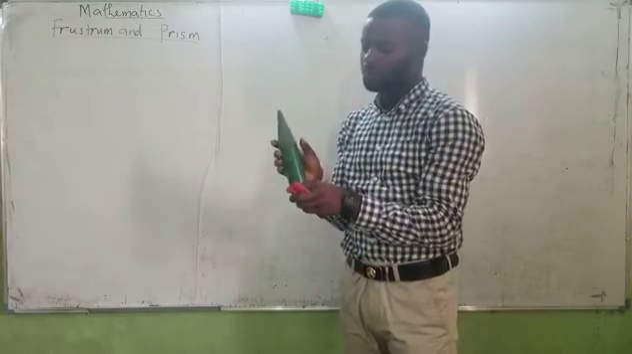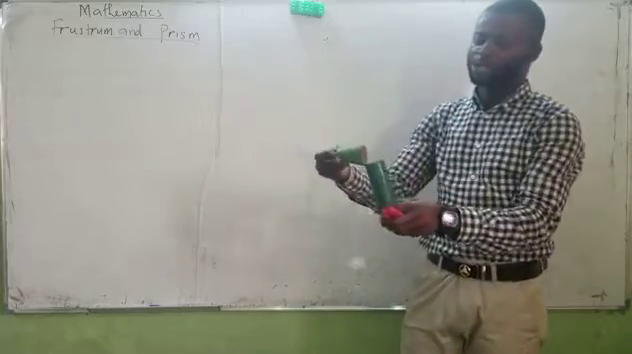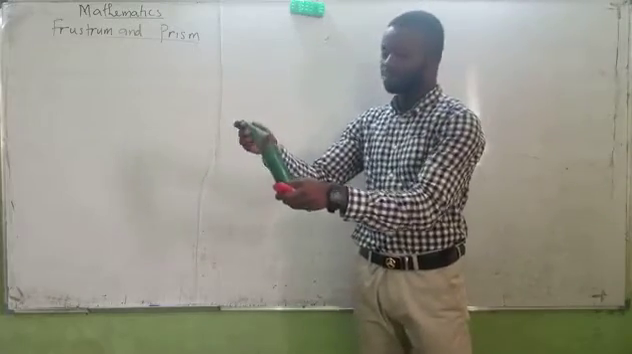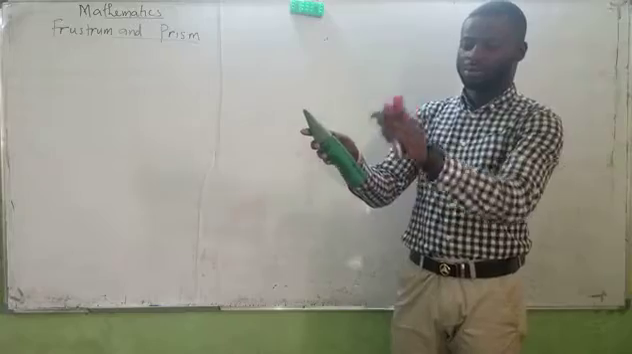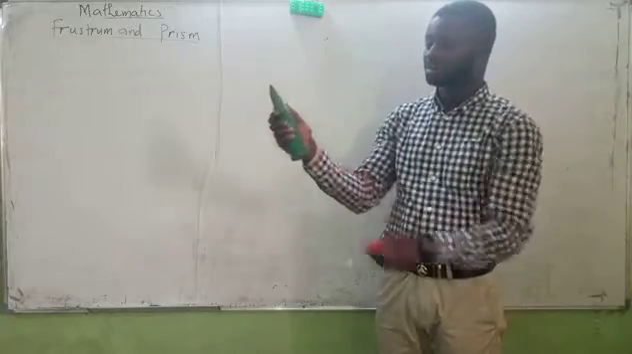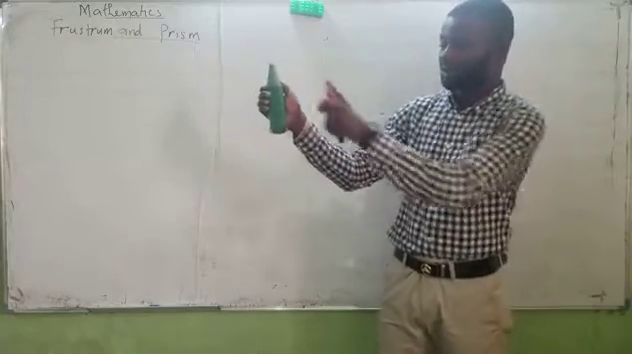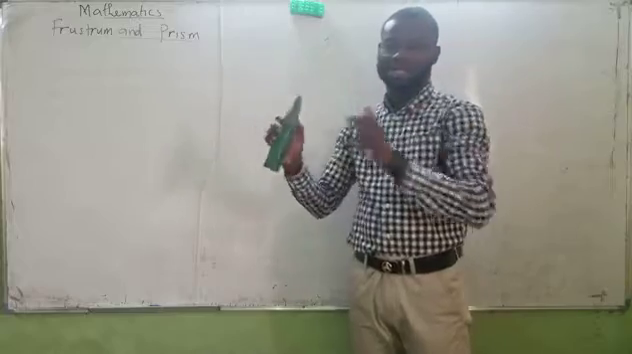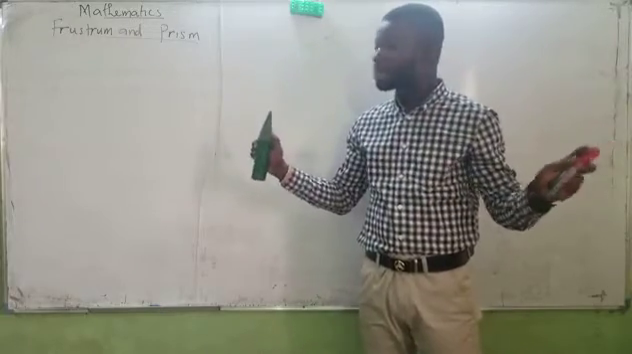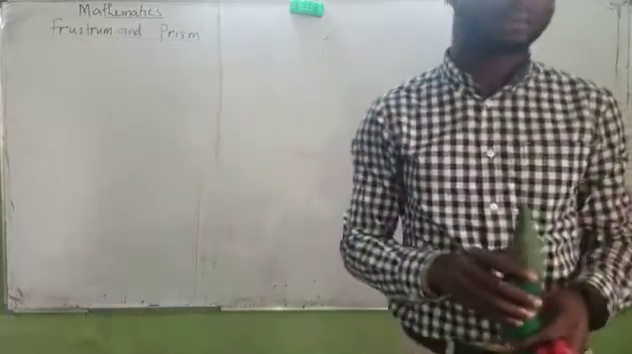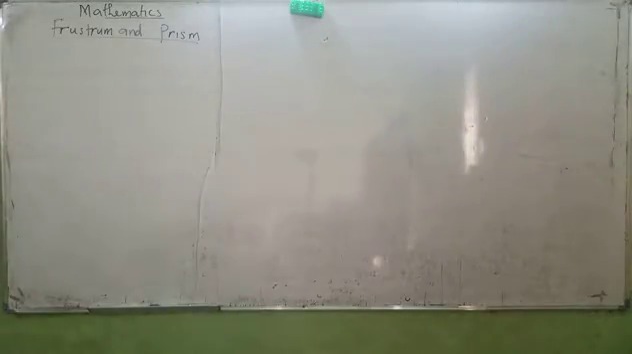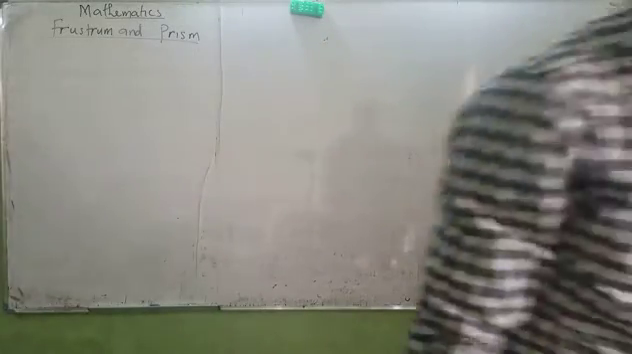That is a frustum. But for your information, this is a prism, and this is a prism. There are two prisms here. Prism 1, prism 2. That's just it. Now, in the area of the pyramid, you can also have a frustum in the pyramid.